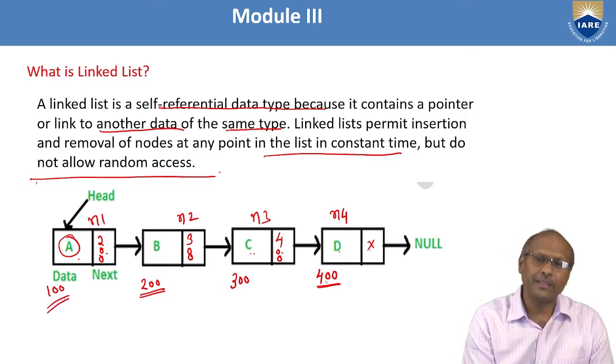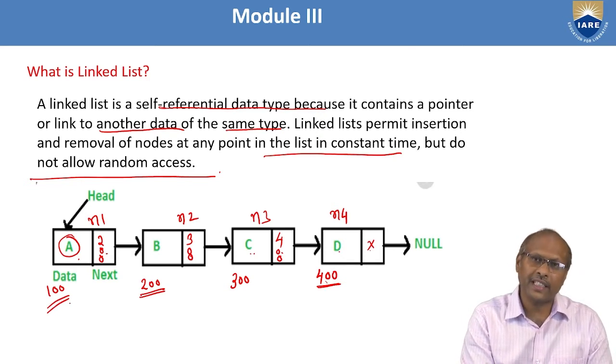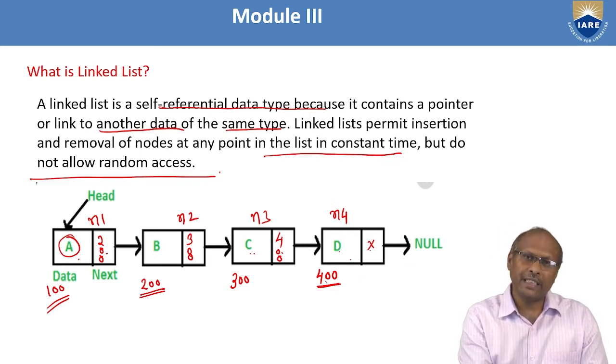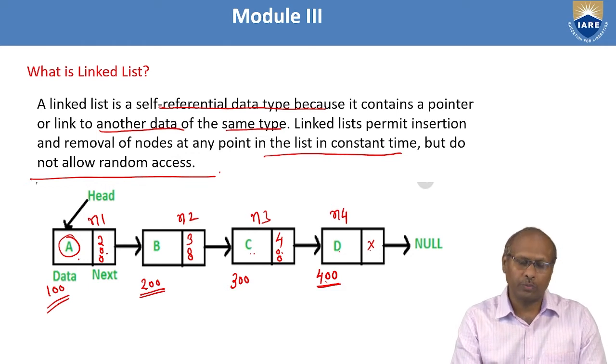Remember, these addresses are not fixed. These are addresses generated by the system dynamically. But here I am assuming that the addresses are 100, next 200, next 300, next 400. And you can have any number of nodes. In this example I have taken 4 nodes.